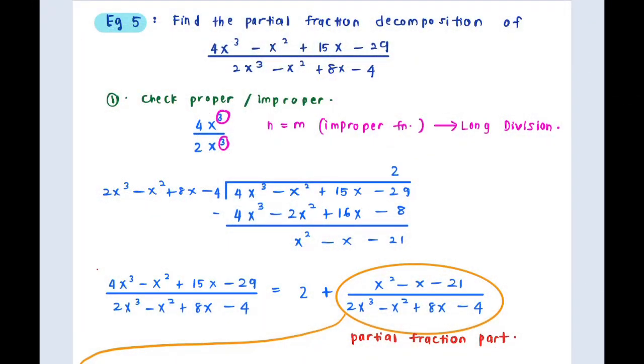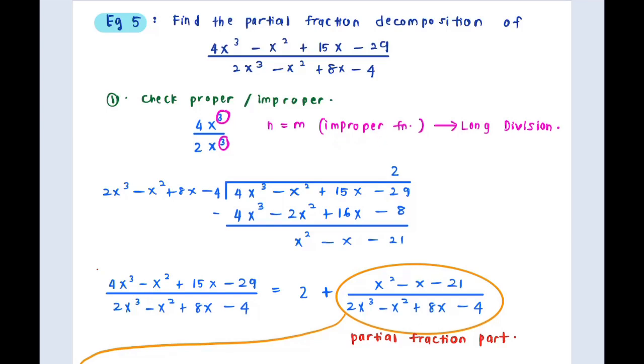Now let us go to the final example to find the partial fraction decomposition. So you have this question here. Let's go through the first step, which is check whether this function is proper or improper. So you can see that the highest degree in your numerator is 3. The highest degree in the denominator is also 3. So since the power of the numerator and also the denominator is the same, therefore this is an improper function.